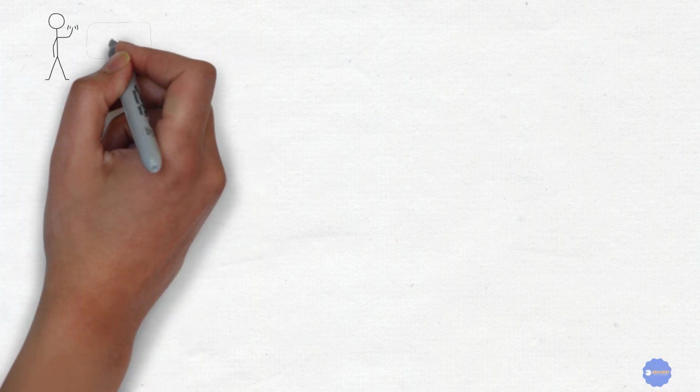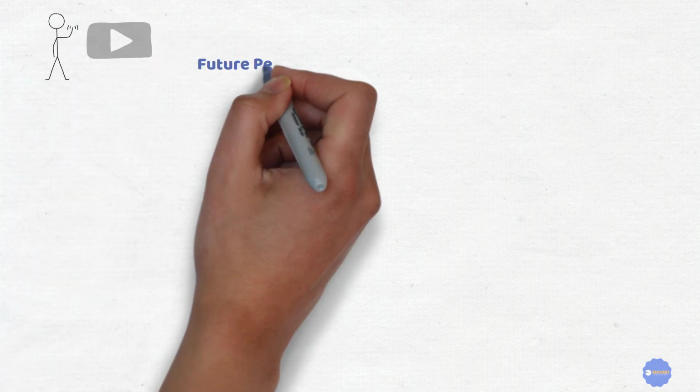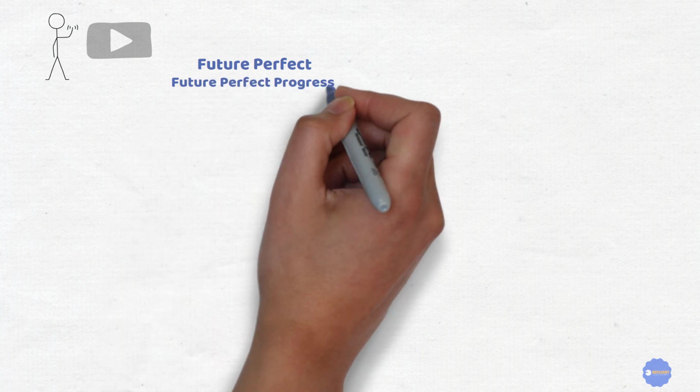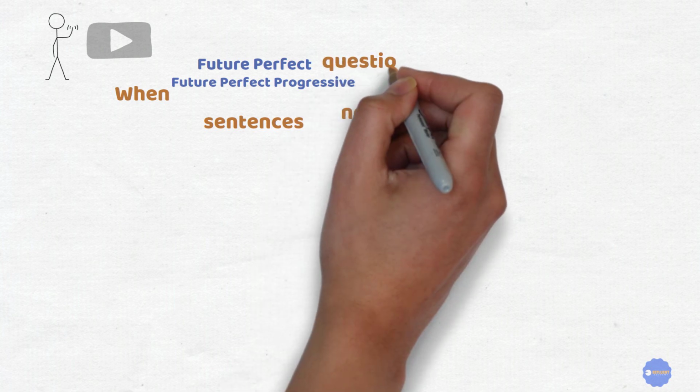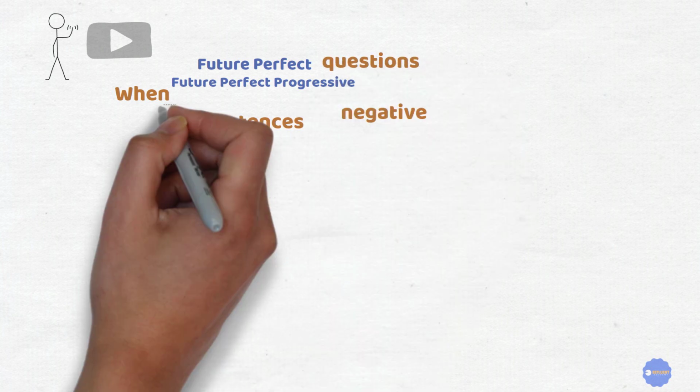Hello, in this video we'll explain the future perfect and the future perfect progressive. When do we use them? How to make sentences, negatives and questions. So let's start with when do we use them.